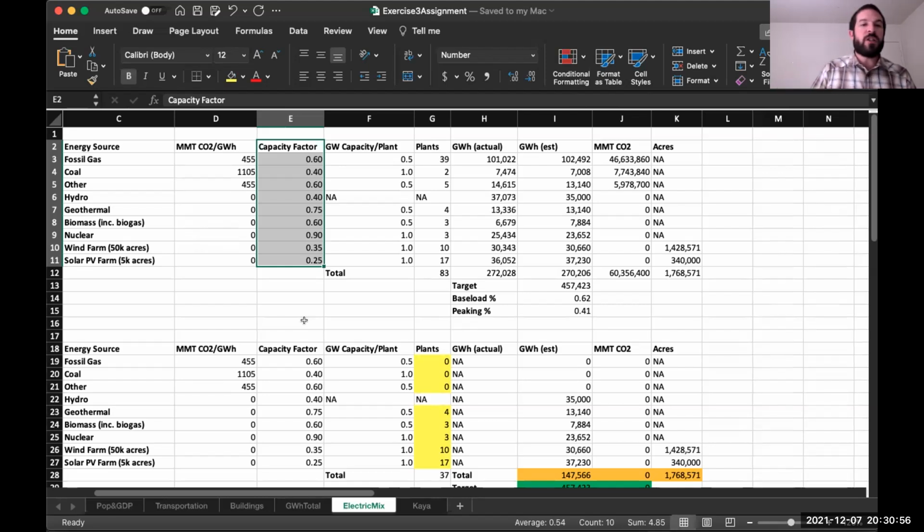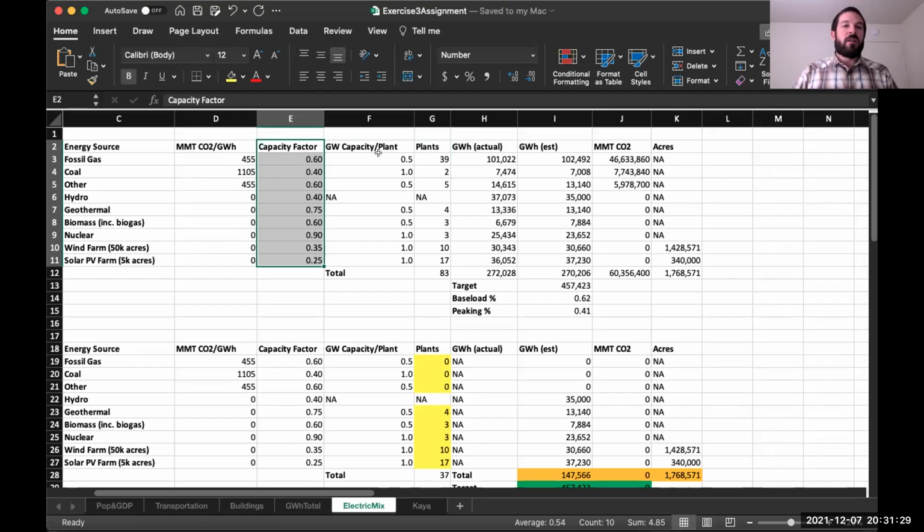So the question then becomes, what capacity factor do we use? Again, this came down to me doing some research to identify the average capacity factor for a natural gas plant in the United States, for a coal plant, for wind, solar, nuclear, geothermal, hydro, and so forth. And these were the approximate capacity factors that were available.